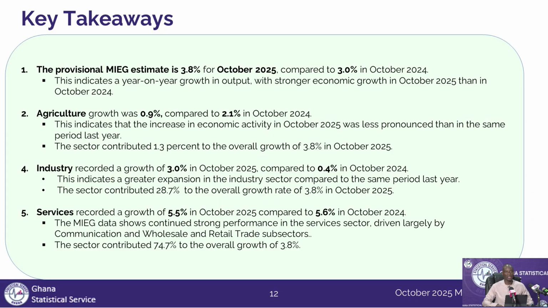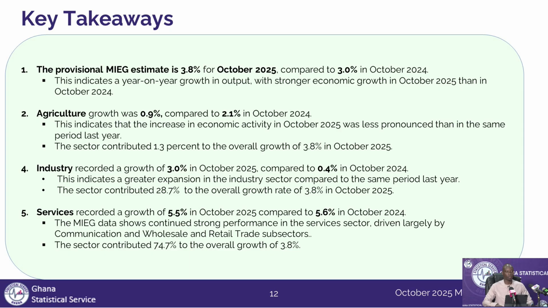Industry expanded much faster in October 2025 than the same period in 2024. Services maintained strong and stable growth over the period. The sustained upward trend in October suggests positive momentum entering the final quarter of the year, and I'm talking about 2025. While monthly figures can be volatile, the data signals continued expansion, particularly from the services and industry sectors.